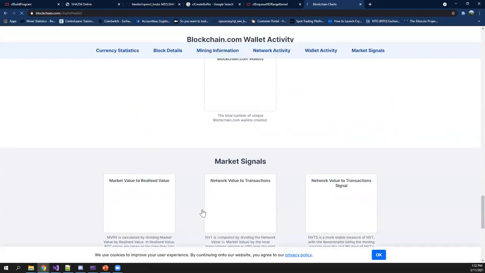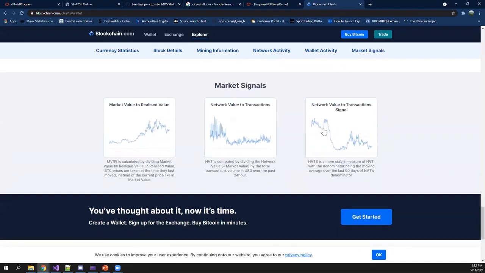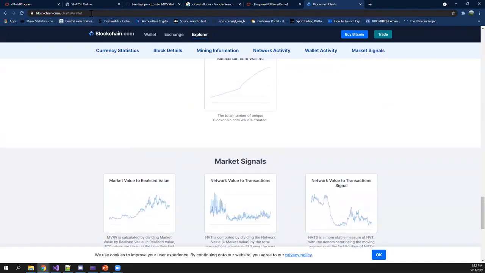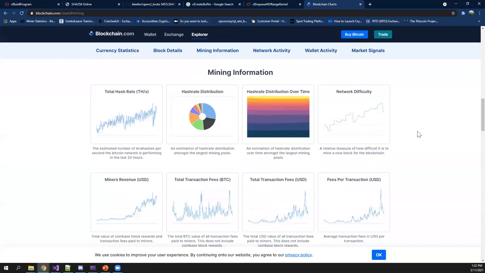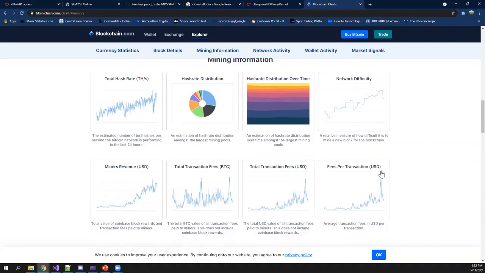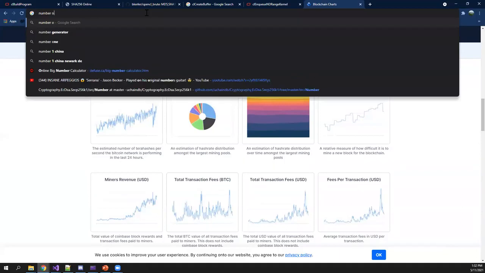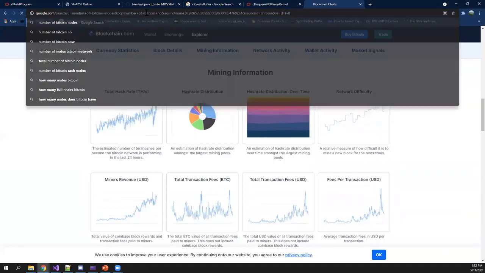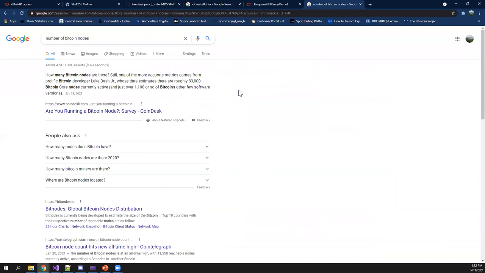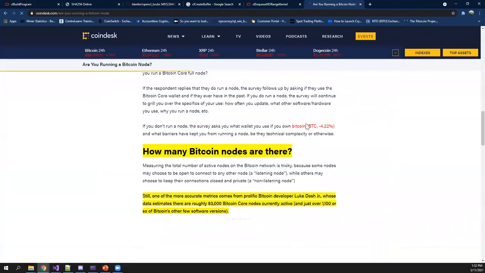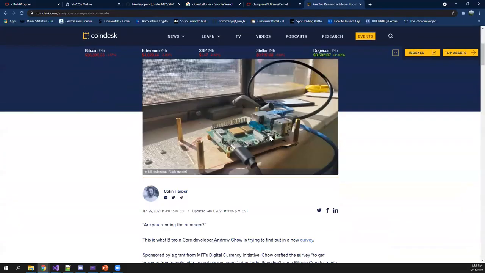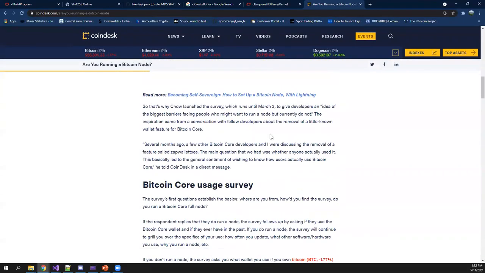Let's see what wallet activity is. Yeah, that's kind of boring. All right, let's do the mining information. Total hash rate, miners revenue. Let's see if there's the number of Bitcoin nodes. How many Bitcoin nodes are there? I don't know if there's a graph here somewhere.